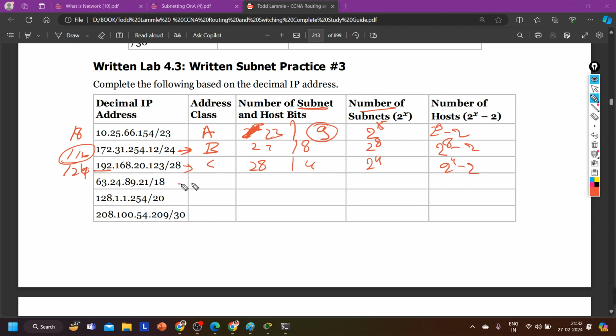Slash 18. Which class IP address is it? Class D. Class A. Okay, how many host bits are there? Class A has 8 network bits, and how many host bits are there?